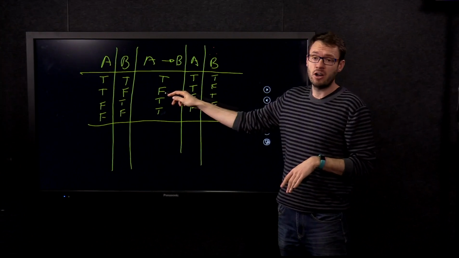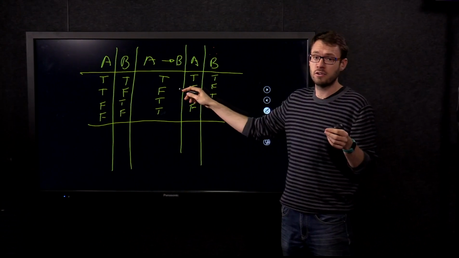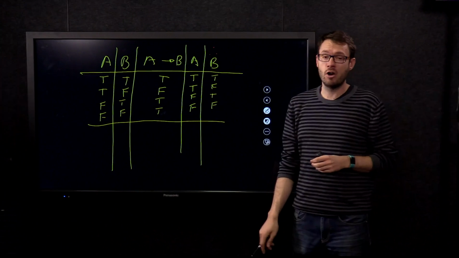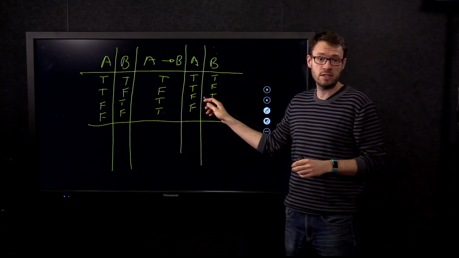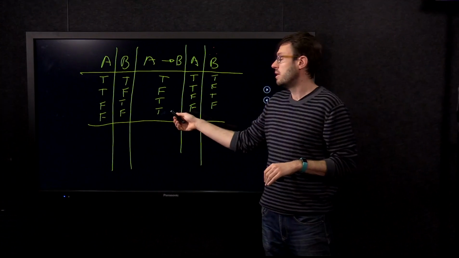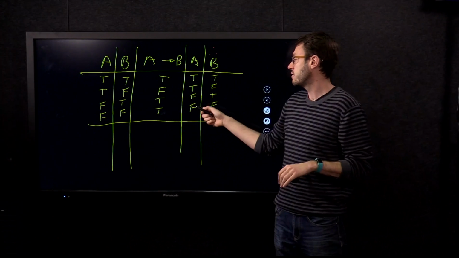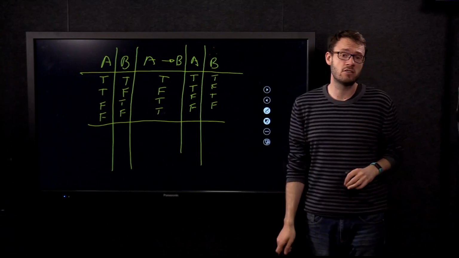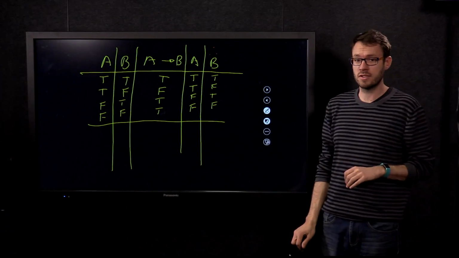The first premise is false, so that's not a row in which the premises are true and the conclusion false. We look at the third row. The first premise is true, but the second premise is false, so that's not a row in which the premises are true and the conclusion's false. We look at the fourth row. The first premise is true, but the second premise is false, so that's not a row in which the premises are true and the conclusion's false either.